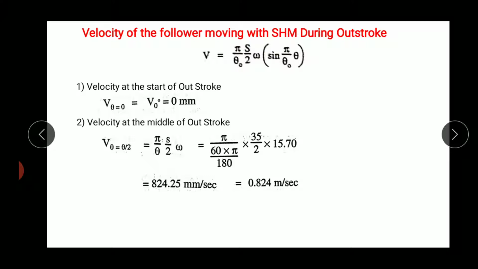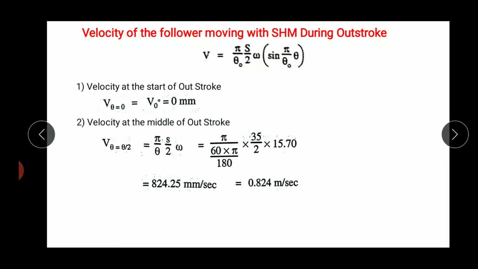Also what you can do is just draw a vertical line and only solve the trigonometric part, that is sine of pi by theta o into 0 in the first part, sine of pi by theta o into theta o by 2 in the second part, so this will become sine pi by 2, and in the third part sine of pi by theta o into theta o, so it will become sine pi. And as we know that sine pi is 0, this trigonometric part will become 0 as it is in multiplication with other factors. So the velocity at the end of out stroke will become 0.